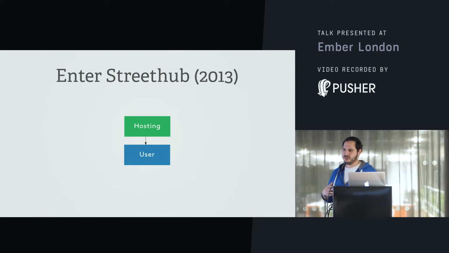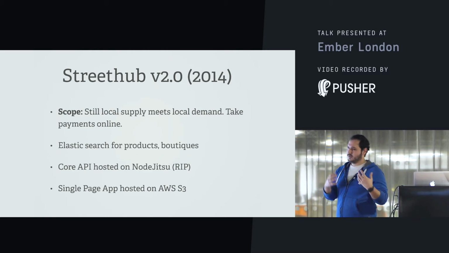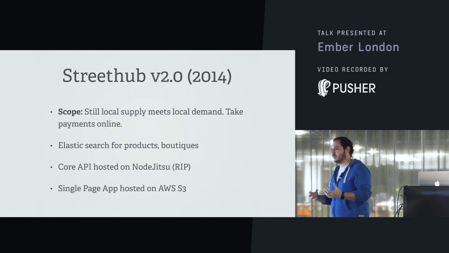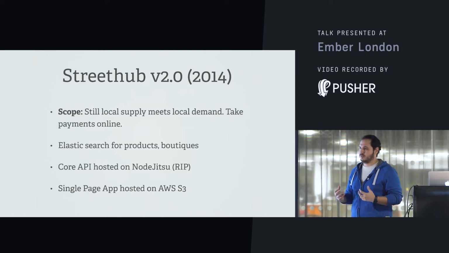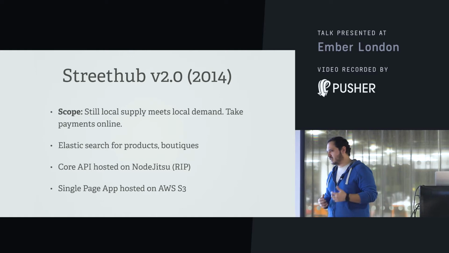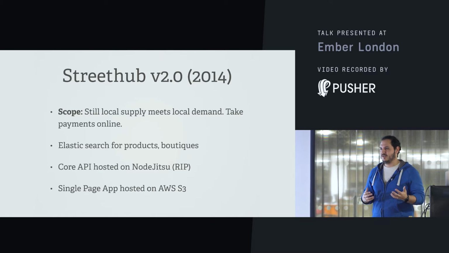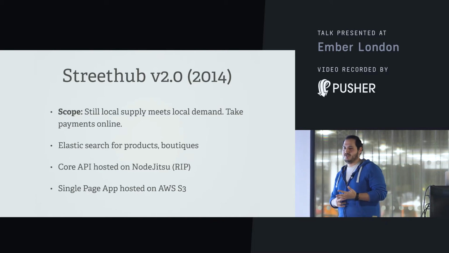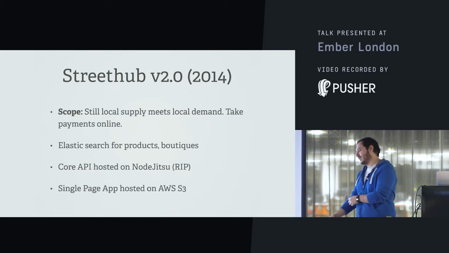But essentially, after that, in 2014, we decided that we still want to meet the local demand with local supply, but we wanted to enable customers to place orders online. And this is where we decided, okay, obviously you need something. Are we going to go down the path of server-side rendering for everything with just, I don't know, PHP or whatever was popular at the time?